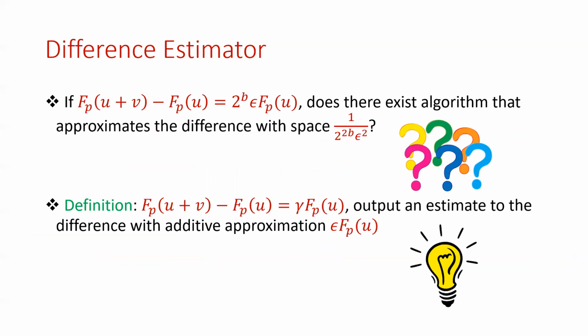Now, the main point so far is that if we have a difference that's quite small, does there actually exist an algorithm that approximates the difference and uses much less space? Again, because the difference is small, we can afford a cruder approximation. And thus we define what's called a difference estimator, where if the difference of the Pth moment of U plus V and the Pth moment of U is roughly upper bounded by gamma times the Pth moment of U, we would like to output an estimate to the difference with additive approximation epsilon times the Pth moment of U.